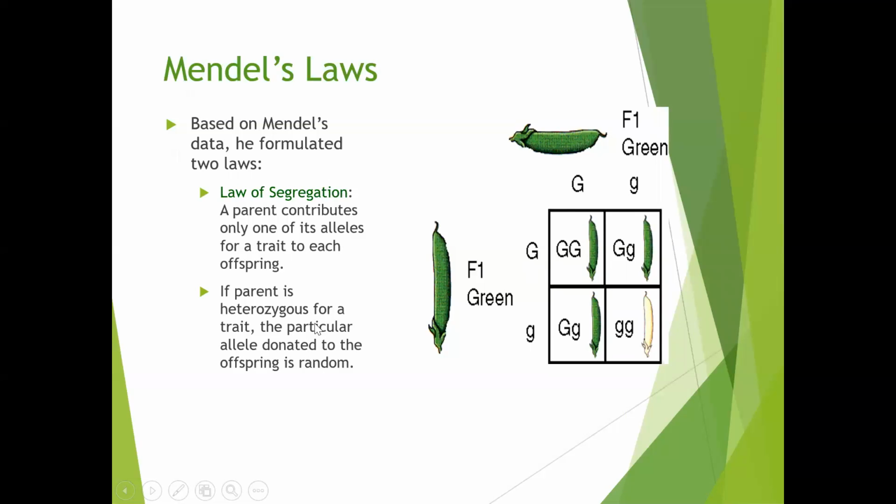So if a parent is heterozygous, okay, remember that only one particular allele is going to be given. If it's heterozygous, it's either going to be that dominant allele or that recessive allele. So again, you inherit only half of the information.